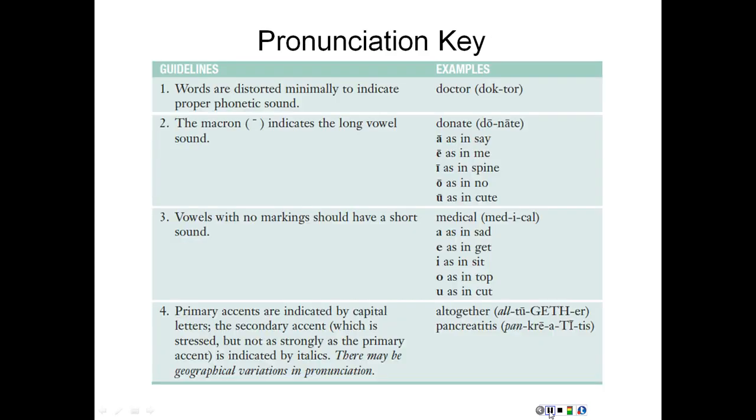And then the last thing for this recording for Objective 1 is this pronunciation key. This is Table 2.2 in your textbook. This is how you are going to learn how to pronounce words correctly. So this is very, very important. So first of all, words are distorted minimally to indicate proper phonic sound. Basically, they're just split up by syllables, okay?